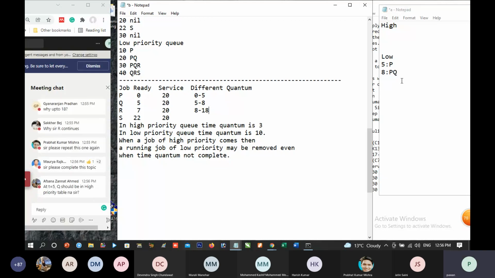Technically speaking, R is after P, Q. But to reduce context switching, R was moved to low priority queue at time t equal to 11. You are fully correct. But to reduce context switching, let R continue because no high priority job is there. Yes. You see, at time t equal to 5, Q was in high priority. So that is why it was getting executed from 5 to 8. And at time t equal to 7, high priority queue was containing only R.